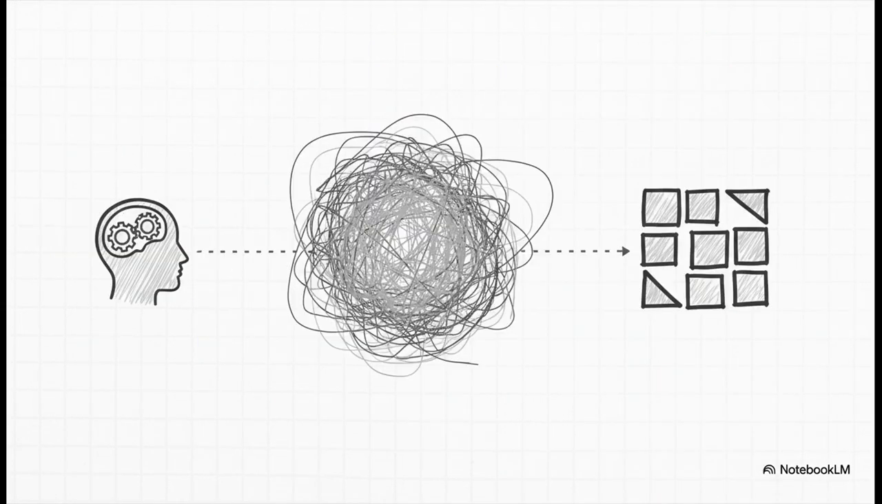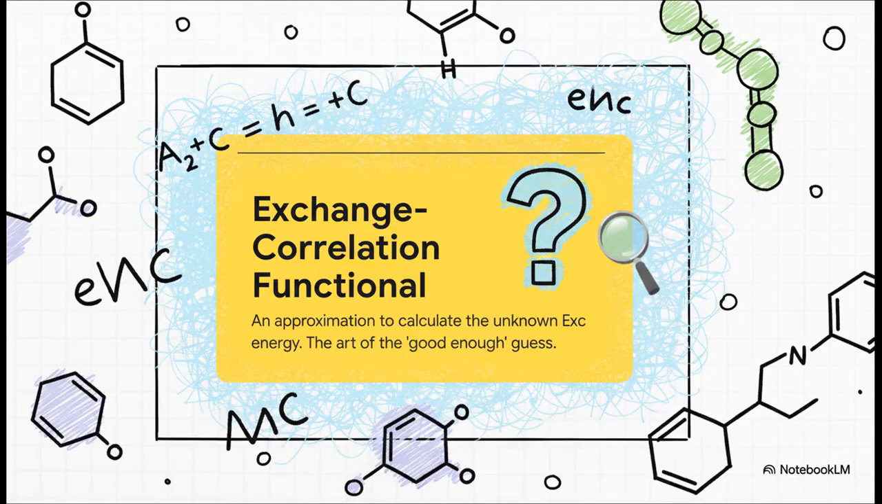Well, the answer is both super simple and kind of profound. You don't find the exact answer because you can't. Instead, you approximate it. Scientists have spent decades developing these brilliant, incredibly sophisticated ways to make an educated guess for that missing piece of energy. And that is where we get the term functional. An exchange correlation functional is the specific mathematical tool, the specific approximation that you choose to calculate that unknown XC energy. The whole game, really, becomes about finding the functional that gives you the best possible, good enough guess for whatever you're studying.